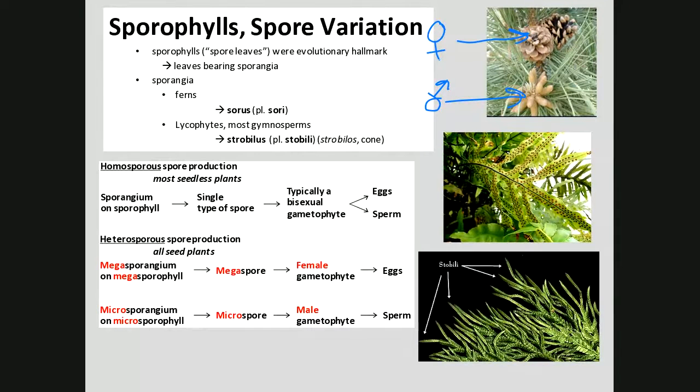Ferns are typically homosporous, and like I said, almost all the seed plants are heterosporous, with different kinds of spores, so male and female spores. All right, where are we then?